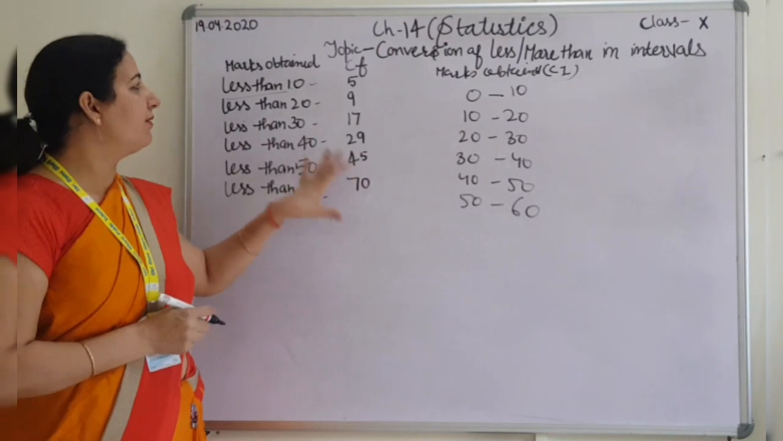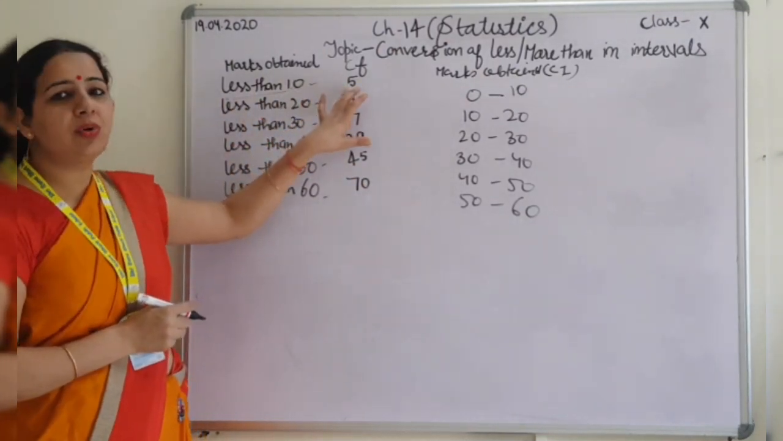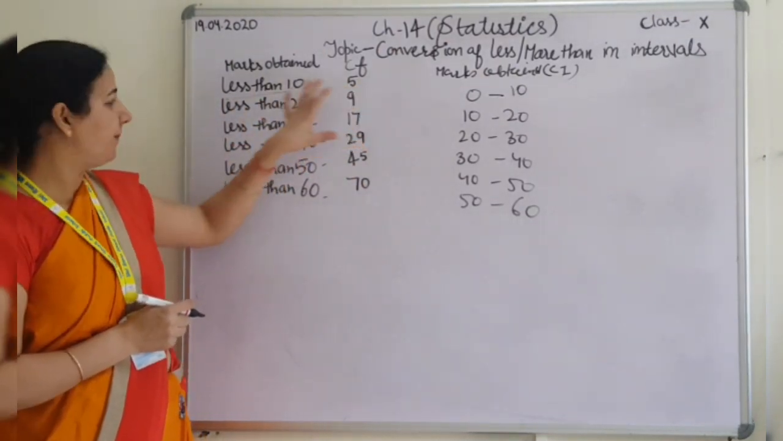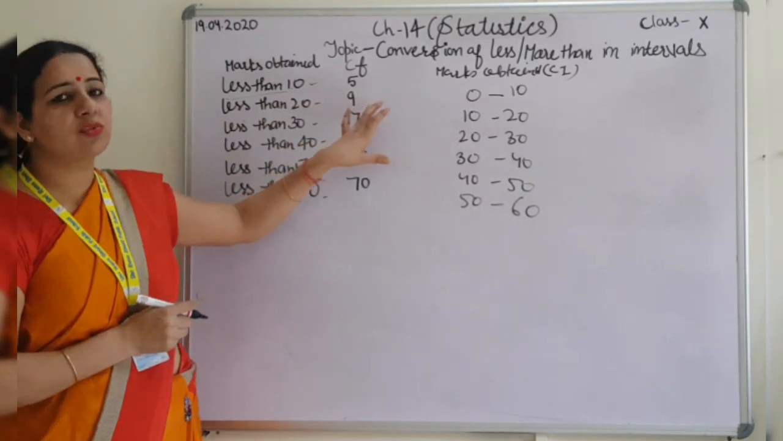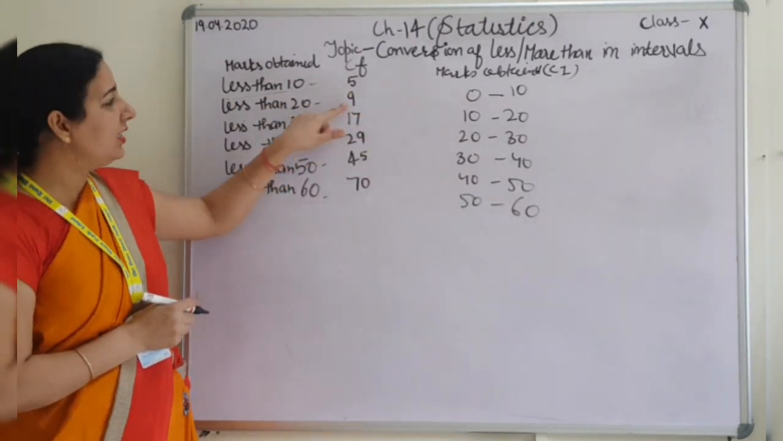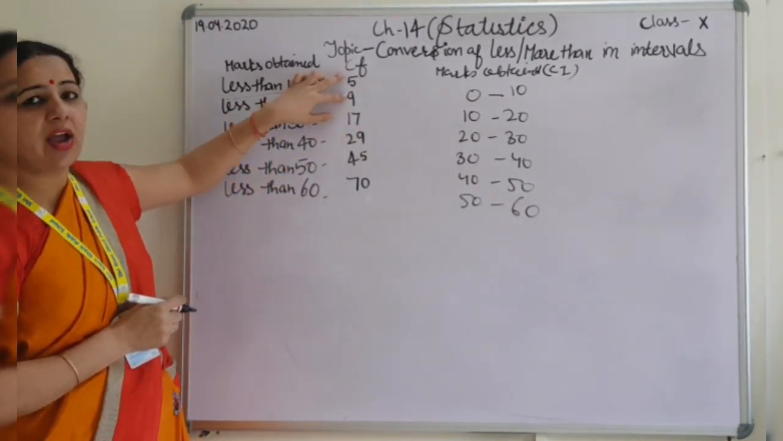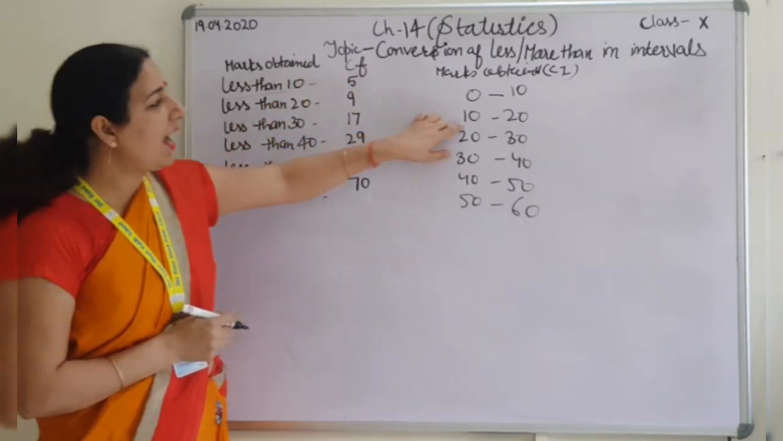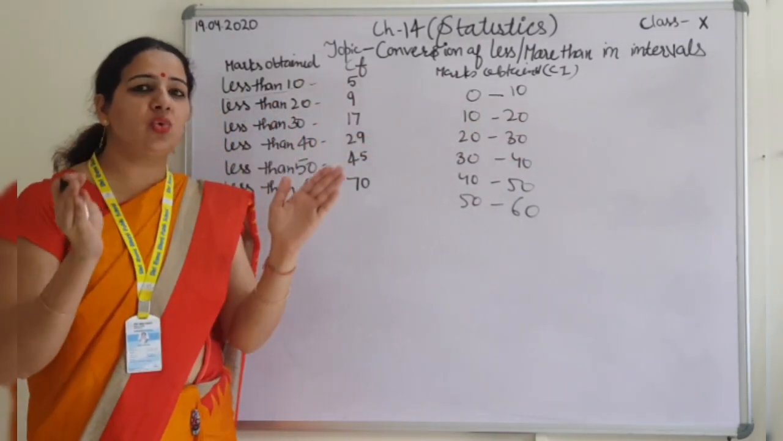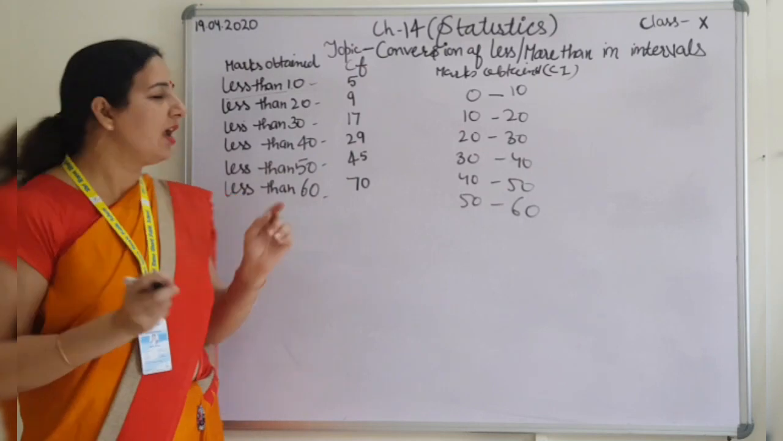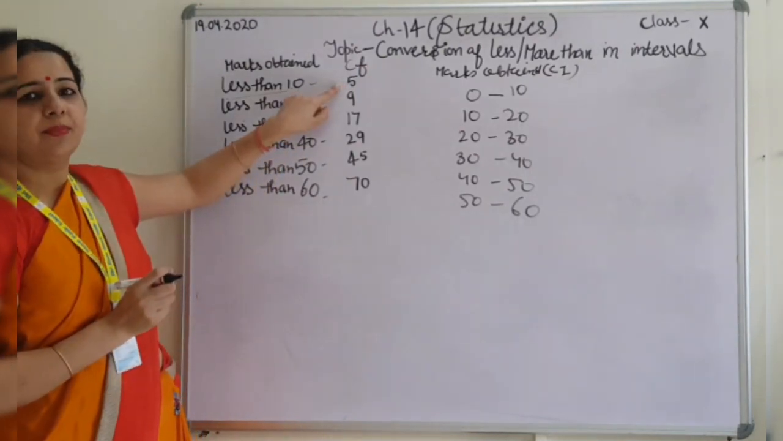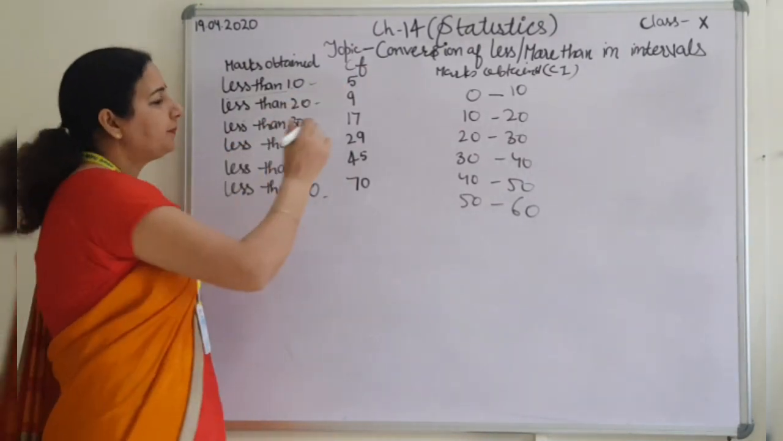After this, we are not going to write these numbers directly here. These are the CFs. Less than 10 means the students who have scored less than 10. Less than 20 means those who have scored less than 20. In this 9, they have added this 5 also. But 10 to 20 means the students between 10 to 20 only. We will not take this 5.